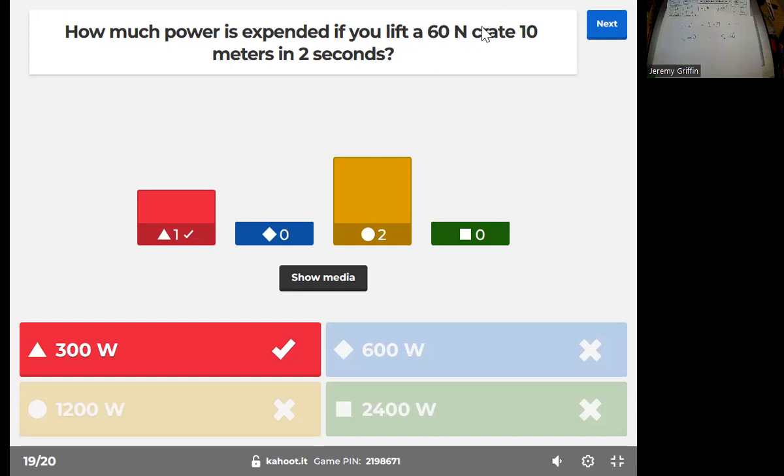So I got 60 newtons moving 10 meters. Say the force and the direction are all the same, like you're lifting up and it's moving up. So isn't that 600 joules of work, right? But then divided by 2 seconds to get the power. So 600 joules divided by 2 seconds, that's how you get 300 watts. Okay? Next, go back. 600 joules divided by 2 seconds.